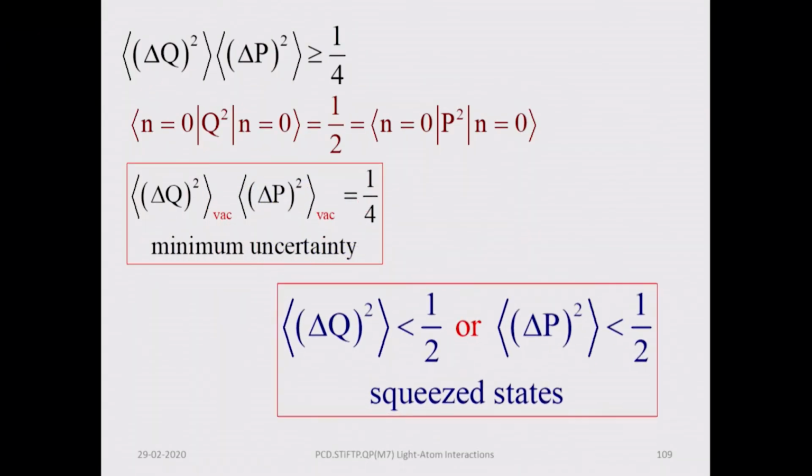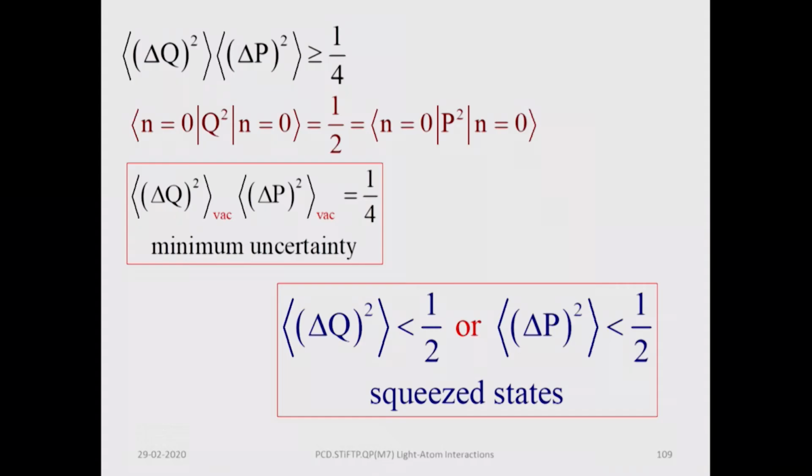It is, however, possible to squeeze one of these at the cost of the other, okay, because it is a product which has to be minimum 1/4. So, you can squeeze one of these to be less than half, either of these, it does not matter, and then you get what are known as quantum squeezed states, and these are of great importance in quantum optics.